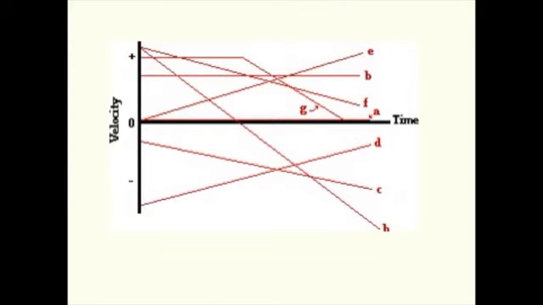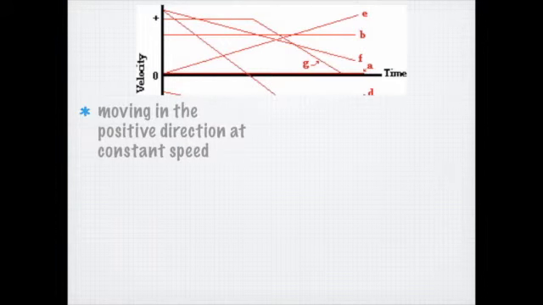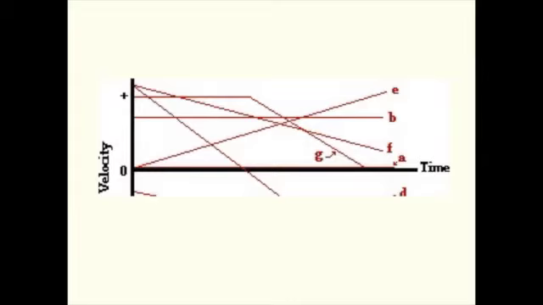Let's examine this set of velocity time graphs. Find these in your baggie and glue them in your composition book. Notice the placement of 0 and the fact that we have some positive velocities and some negative velocities. First, which one is moving in the positive direction at constant speed? Remember, this is a velocity time graph, so we're not looking at the slope, we're just looking at the velocity. Line B is the only one that represents a constant speed.